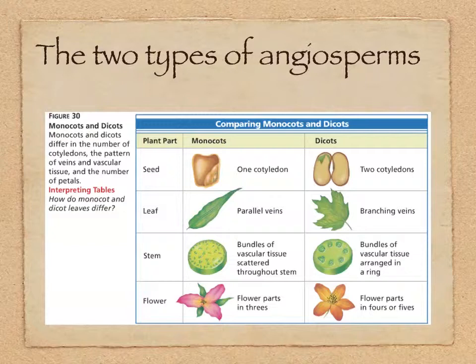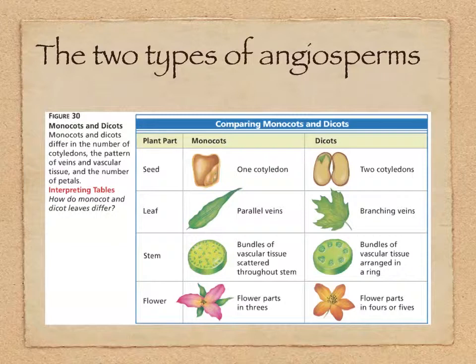The leaves of monocots and dicots are different as well. The parallel veins indicate that it's a monocot. Branching veins indicate it's a dicot. That's a dead giveaway right there. So if you look at a plant that has those parallel veins, you know it's a monocot angiosperm. If it has branching veins, you know that it's a dicot angiosperm. Remember, angiosperms are flowering plants that have seeds encased in a fruit.